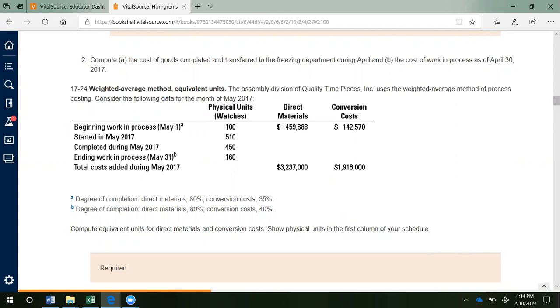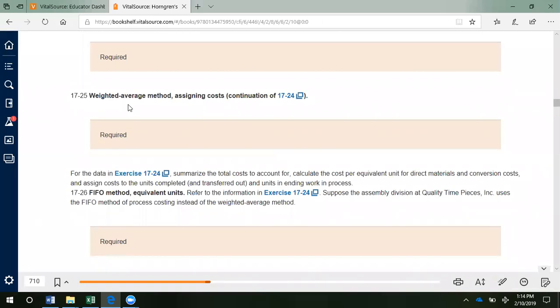So we are actually moving on to problem 17-25, which is a continuation of what we just did, still using the weighted average method. We are to summarize the total cost to account for. We are to calculate the cost per equivalent unit for direct materials and for conversion. And then we are to assign costs to the units completed and transferred out and units in ending work in process. So we have a few more steps to do for this problem.